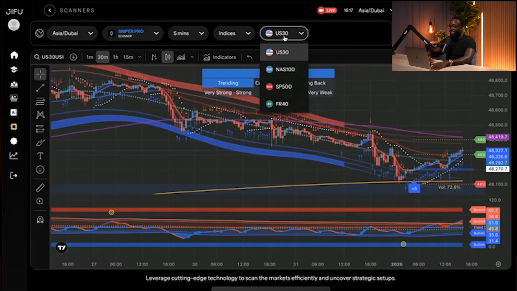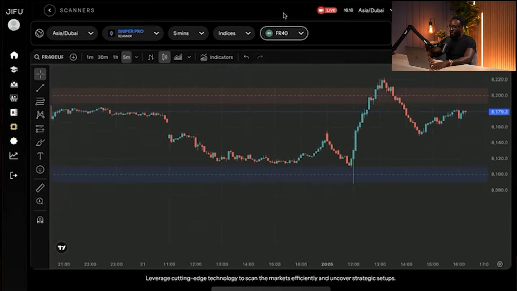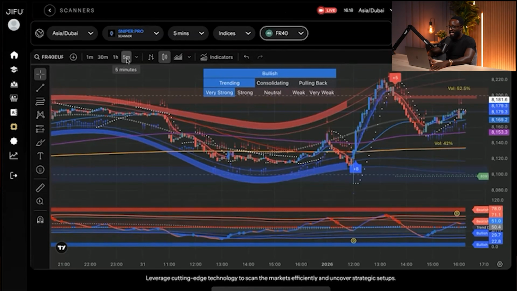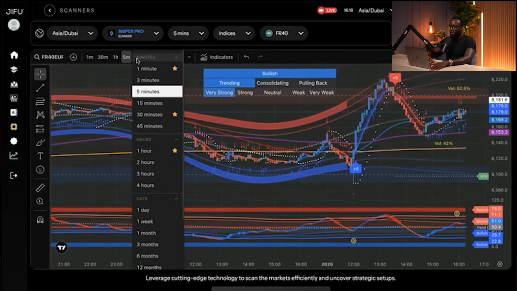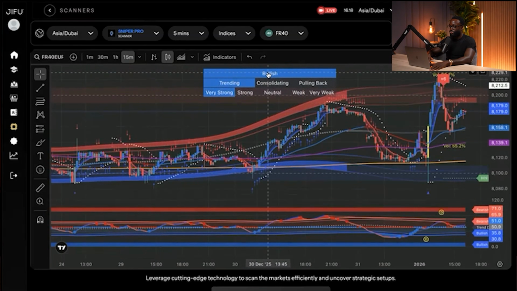So let's actually find an example of something that is ready. I'm going to look at FR40 on indices. And as we can see, the 5-minute shows bullish, trending, and very strong. This is a confirmation that we want to see. So I'm going to move on to the 15-minute, and it shows exactly the same thing. It shows bullish, trending, and very strong.